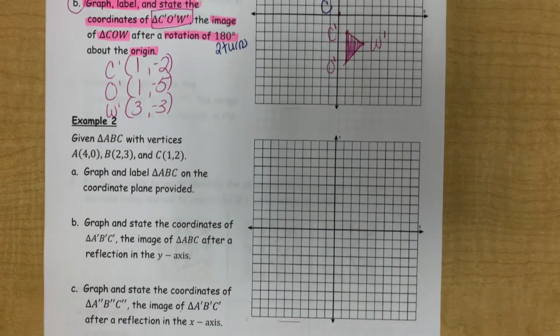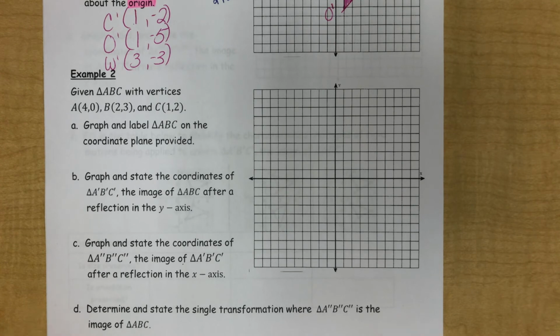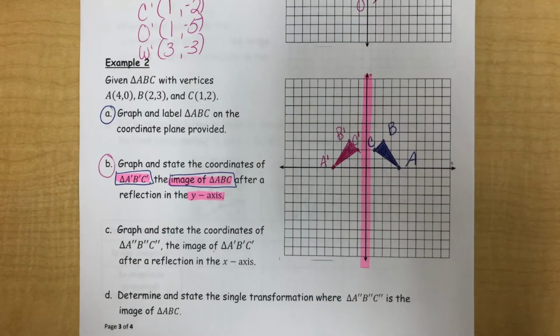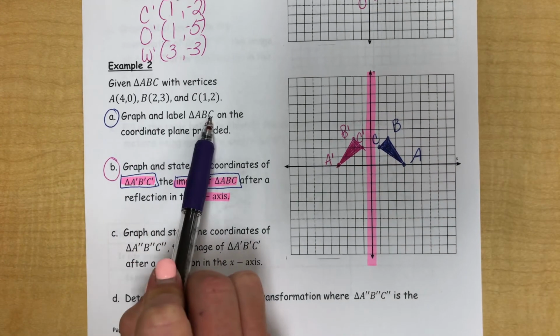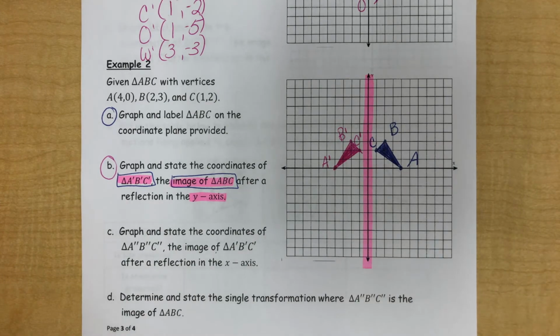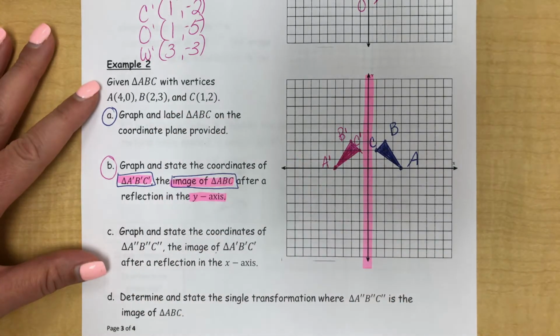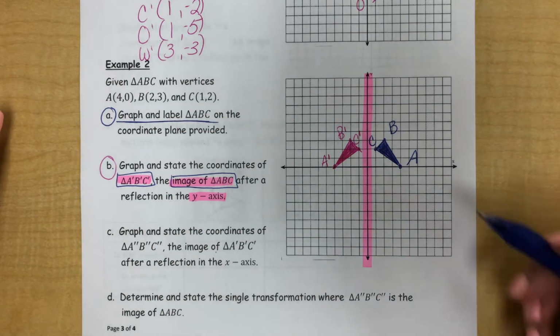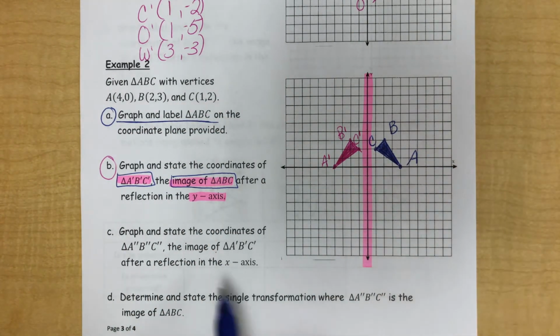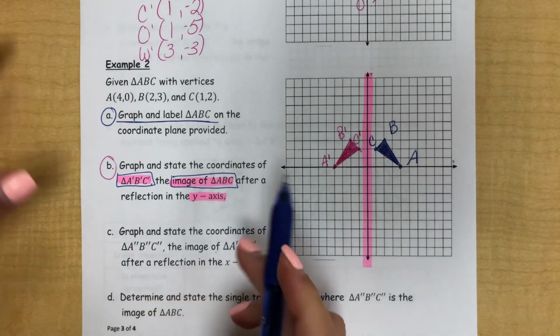All right, example 2. I want you guys to at least try A and B on your own, and then we'll go over it and then finish up C and D together. All right, so here's what we should have had for parts A and B. Part A just asks you to graph and label triangle ABC, which we did. Again, we should underline that because I have to do 2 things, graph and label. Here we are. Part B asks us to graph and state the coordinates.